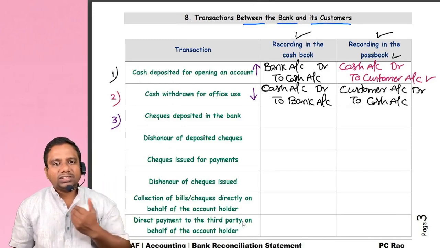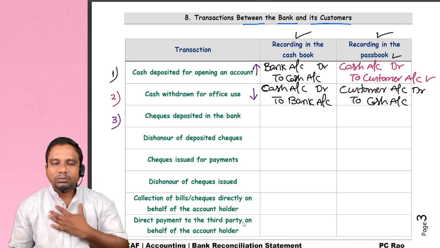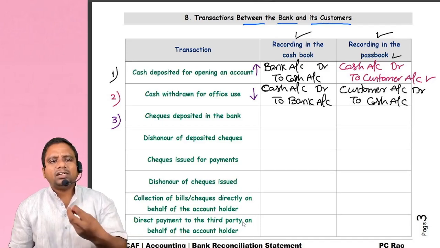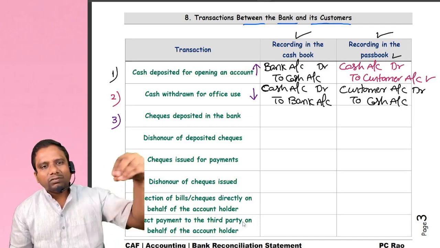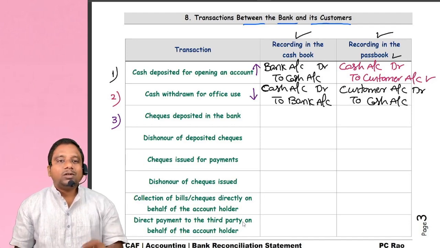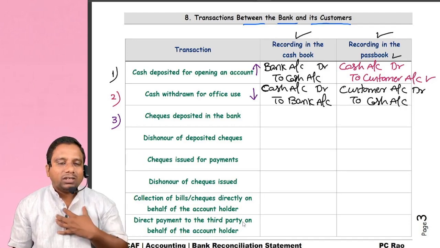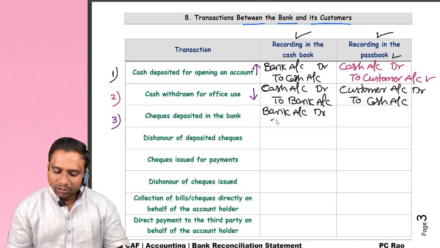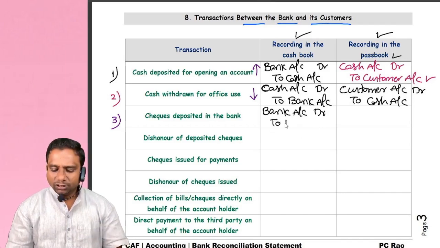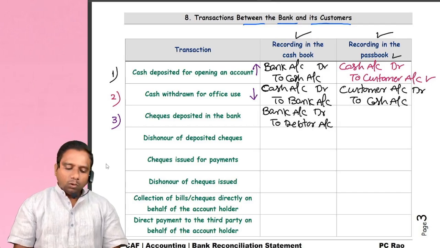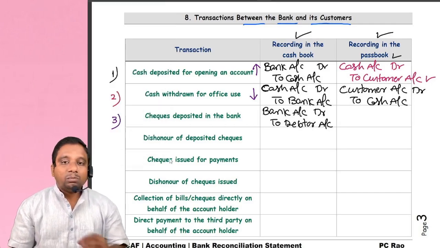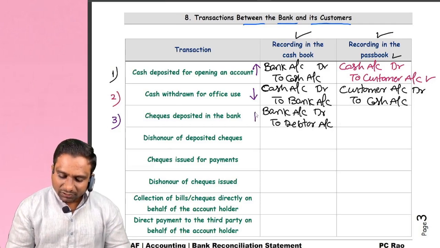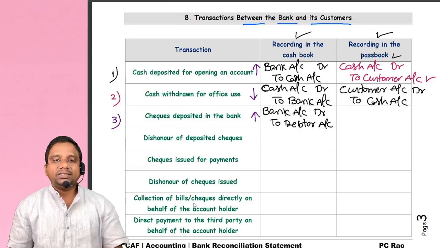Suppose we received checks from customers, or we received any income through check, and that check we are depositing into bank. Then what is the entry that we record in our cash book? Simply we debit bank account. Let us say we received check from a debtor, so debtor account credit. Now tell me, because of this, does our bank balance increase or not? Yes, our bank balance gets increased.